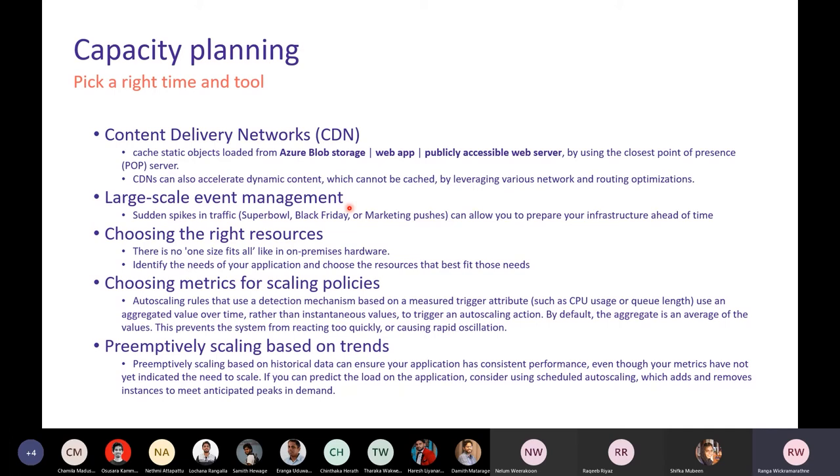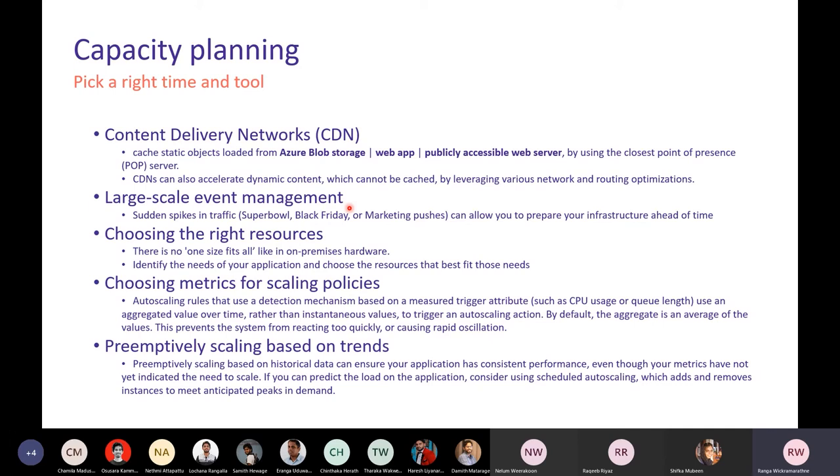And also large scale event management. For example, let's assume you are building a shopping cart or something like that, and when it comes to the New Year season, or maybe Christmas season, you might expect certain spikes. So how do you manage that? You need to be aware of certain spikes, for example Black Friday marketing pushes, something like that, and create certain rules or schedules based on that to scale you up.